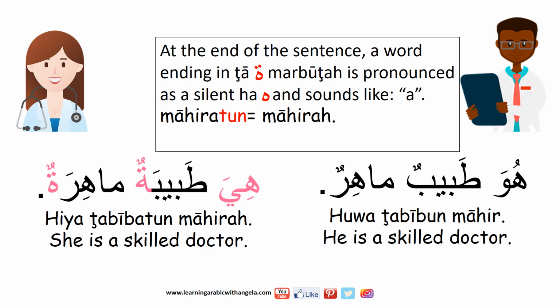In addition to not pronouncing the diacritic at the end of a sentence or before a stop sign, when we have a التاء المربوطة at the end of a word and there is a stop, like a full stop at the end of the sentence, we actually pronounce it as if it's a silent ه, and it sounds like a. So طبيبة ماهرة. So the sound is a. We have to imagine that there's a silent ه instead of ت. So هي طبيبة ماهرة.